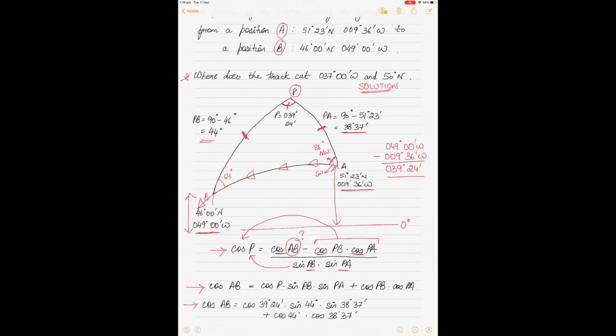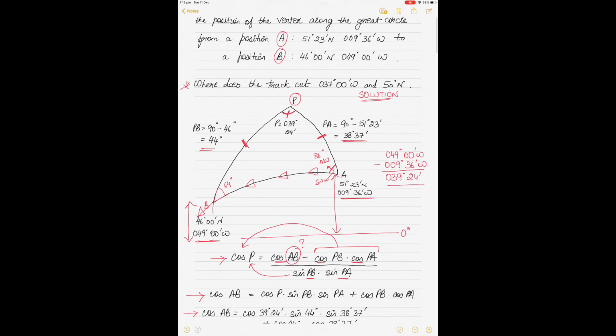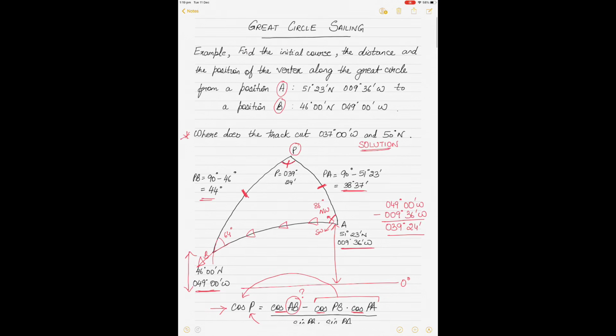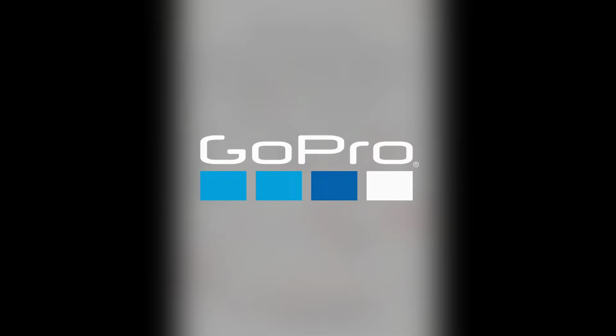All right, watch this video multiple times, pause it where you can't understand it, rewatch it, and get a good idea of how to solve a great circle sailing question where you have to calculate the initial course, distance, the final course as well, to calculate the position of the vertex, and also to find out the position of the intermediate points.